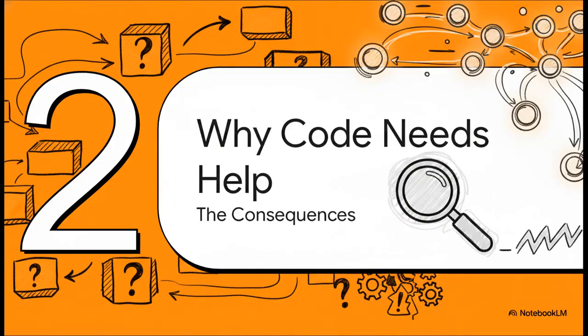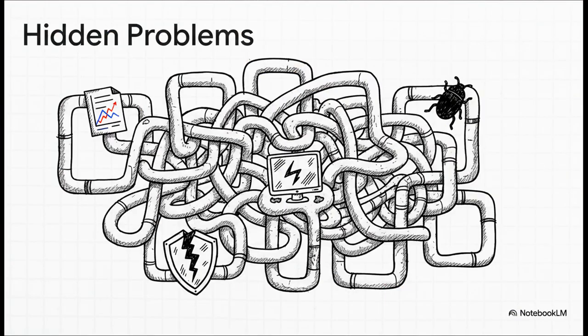So what's the big deal? What are the actual consequences of all this complexity? Why does our code need this kind of invisible helping hand in the first place? Well, all that complexity is the perfect hiding place for mistakes. Things like buffer overflows, a classic and really dangerous security flaw, can just lurk there, totally unseen. We're talking about the kinds of deep, nasty errors that lead to system crashes, corrupted data, and serious security breaches. Trying to find every single one of those by hand is pretty much impossible.